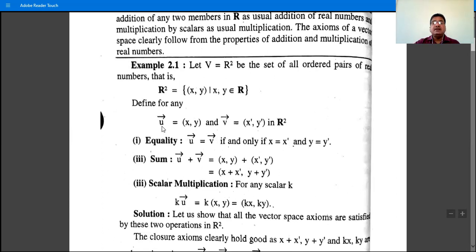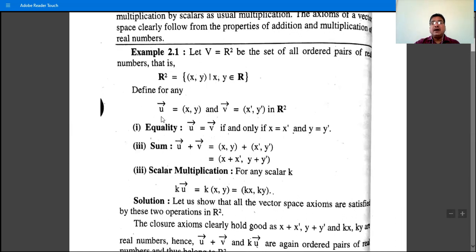And we define the two operations. Suppose u bar is the element (x, y) and v bar is the element (x dash, y dash) in R square, meaning the elements of R square.